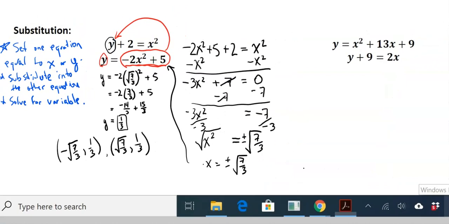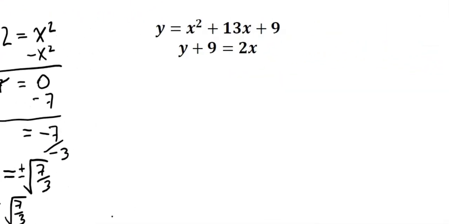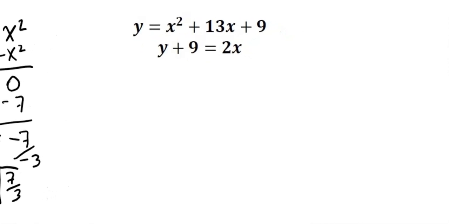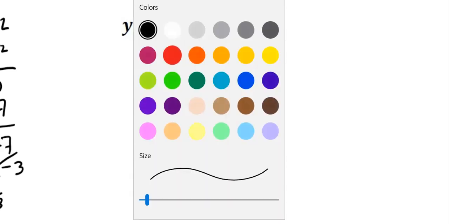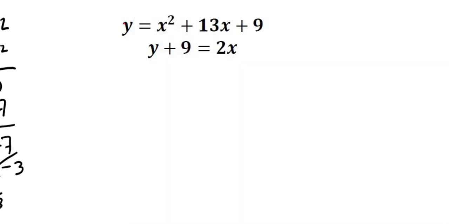Okay, so on the next example, we've got y equals x squared plus 13x plus 9. And go over this in red. y equals x squared plus 13x plus 9. And it's already solved for y.